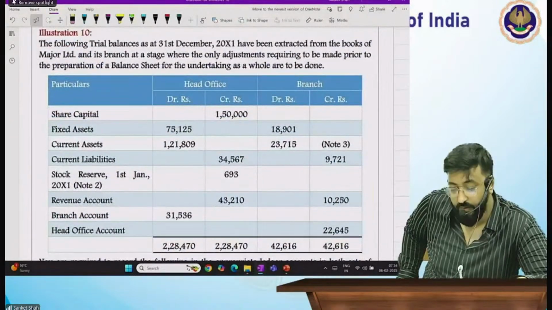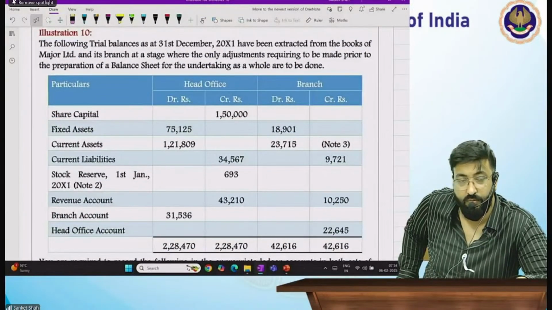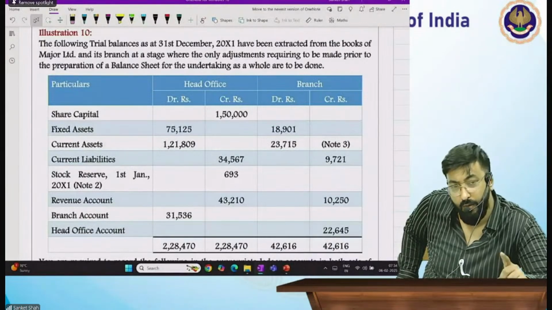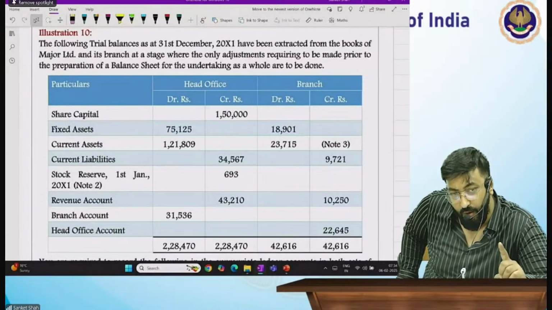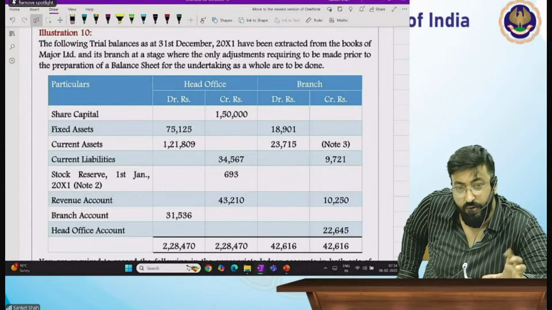Read. The following trial balance as of 31st December 2021 has been extracted from the books of Major Limited and its branch at a stage where only adjustments requiring to be made prior to the preparation of a balance sheet for the undertaking as a whole are to be done. The balance sheet is given below, head office and branch. You are required to record the following in the appropriate ledgers in both sets of books. Wait. What is wrong in this trial balance? What do you think?